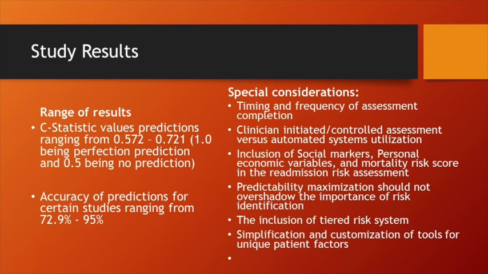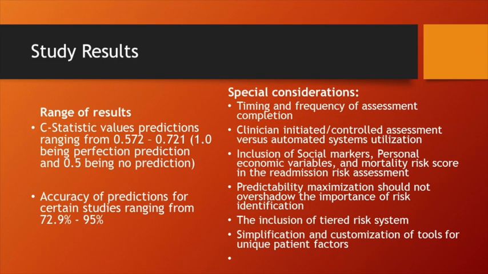scenario, such as, when should the assessment be completed during the hospital stay? Should it be done on admission, at discharge? How frequently during the course of a hospitalization? Should readmission risk be entirely controlled and operated by clinical personnel, or should the risk be automatically scored and information gathered through the electronic health record? Continuing, should there be an inclusion of unique social markers and personal economic variables, or should mortality risk score be included in a readmission risk assessment? Is predictability maximization of the risk assessment tool an indicator of a good tool?